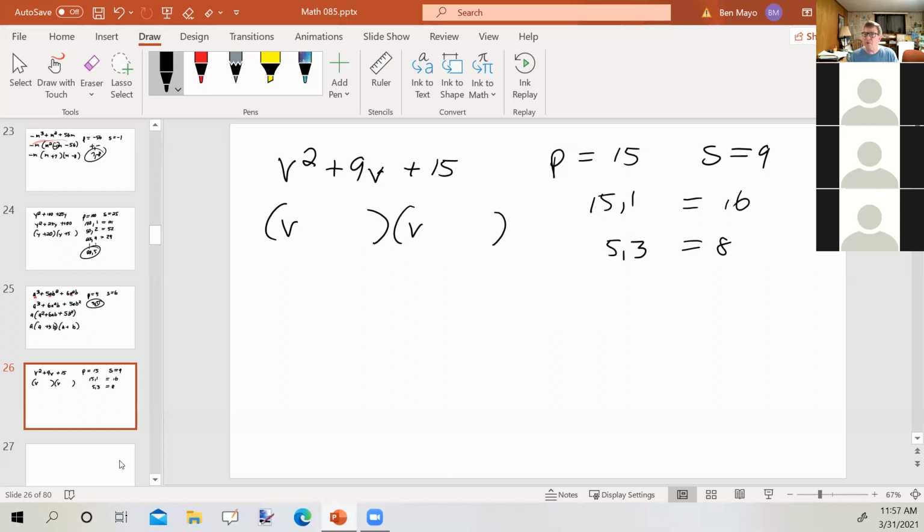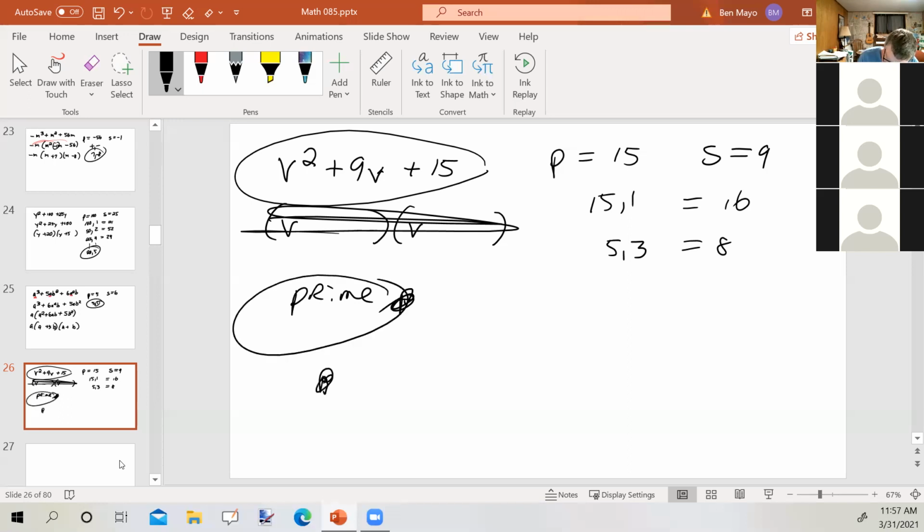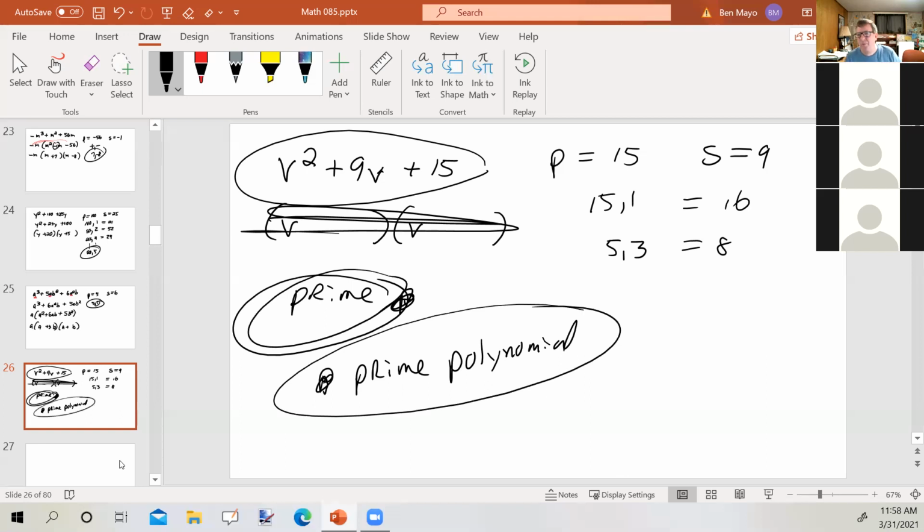Apparently, there aren't two numbers whose product is 15 and whose sum is 9. So that means this thing doesn't factor. So we say that it is prime. Or we could say it's a prime polynomial. You can just write prime or say prime polynomial, okay? Meaning it doesn't factor.